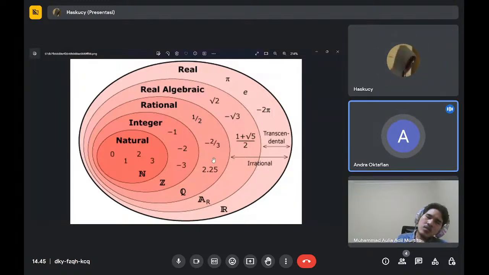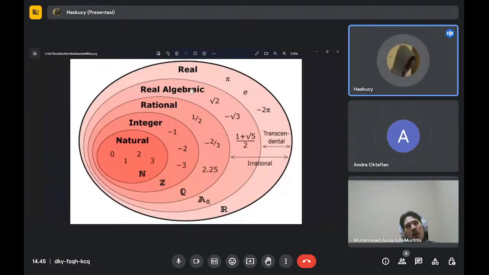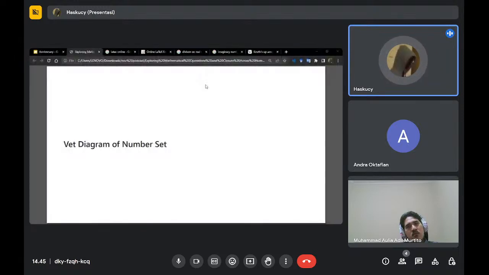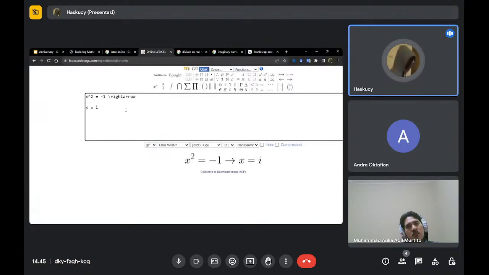What is the difference between real algebraic and real numbers? Real algebraic numbers are those you can understand using an equation. For example, root 2: imagine x times x equals 2, something like this. You can actually solve this, right? And you get root 2, right?